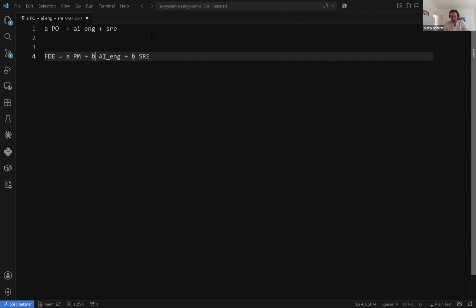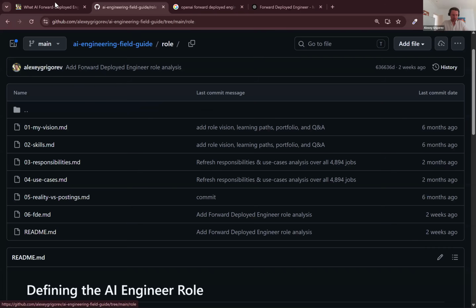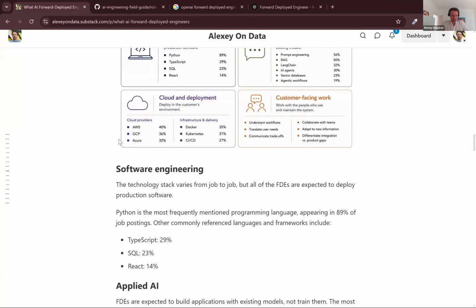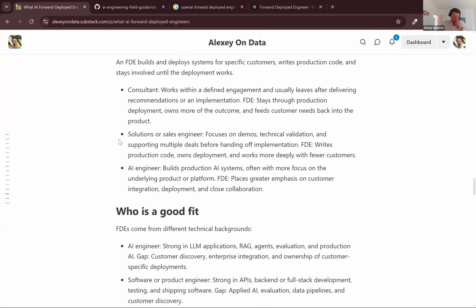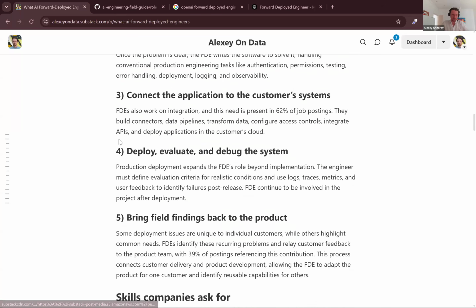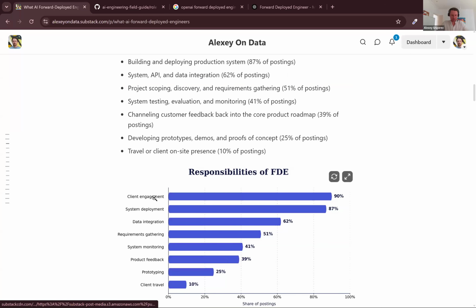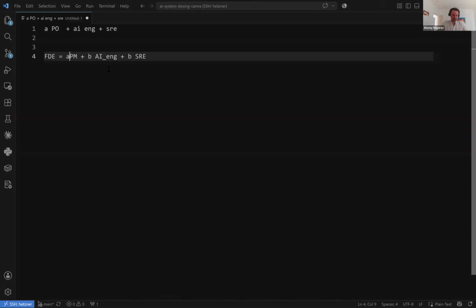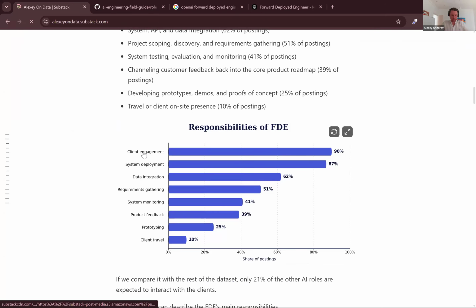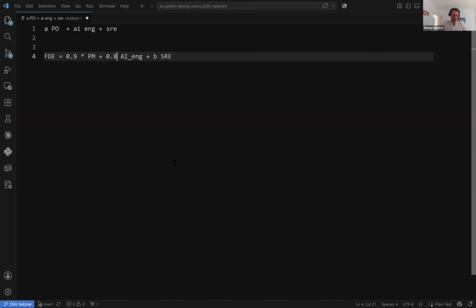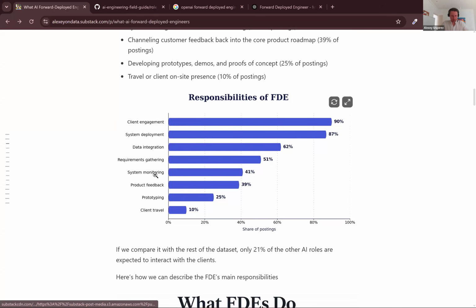From what we see in the data, they all need to do client engagement. So let's say this is 0.9 times PM. System deployment, data integration, so I'll say 0.7 AI engineer, and then SRE is, I don't know, I'll get system monitoring 0.4.